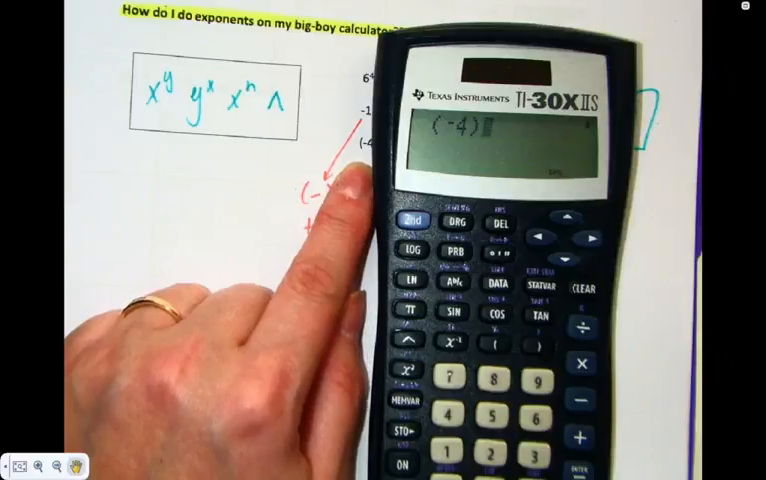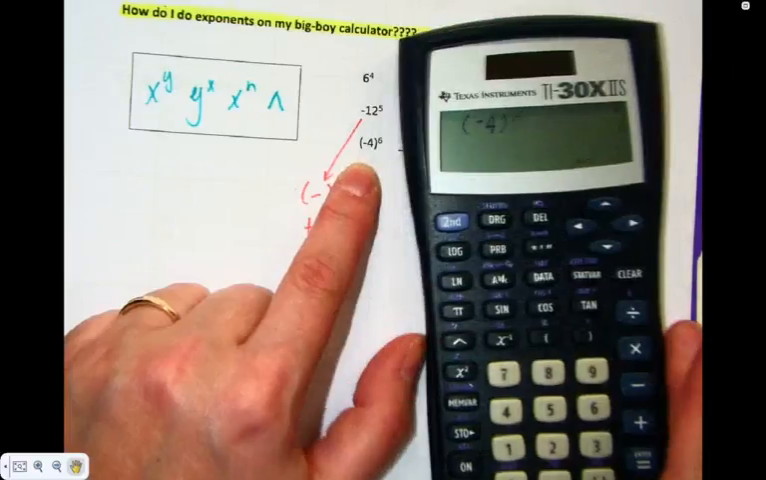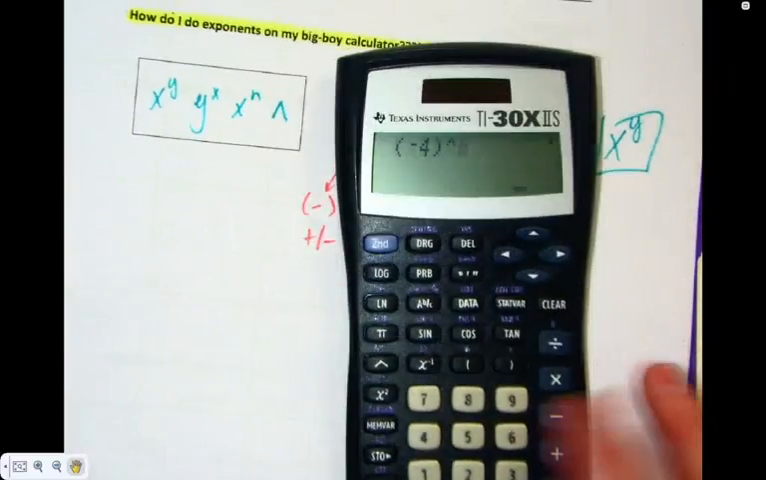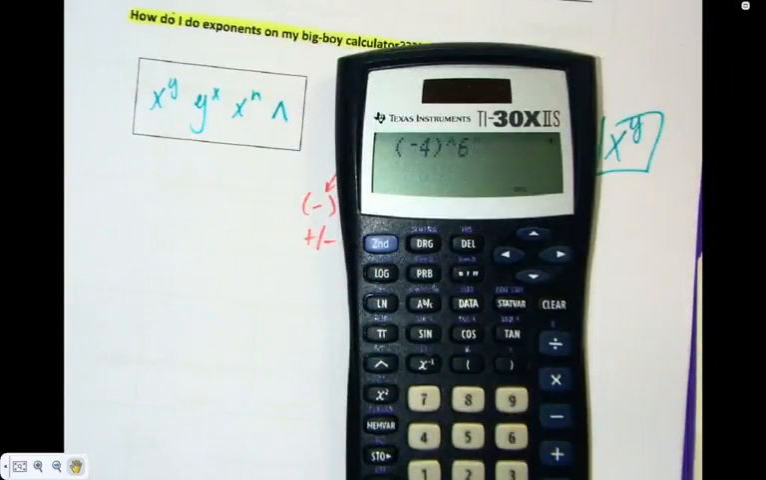How do I tell the calculator that I want to put an exponent in? Hit your exponent key, whatever that is for you. And then the exponent is 6. So because there were brackets in the question, I'm putting brackets in the calculator. We already know, is this going to turn out to be positive or negative? It's got to be positive. Why? Brackets and even exponent. 4,096.